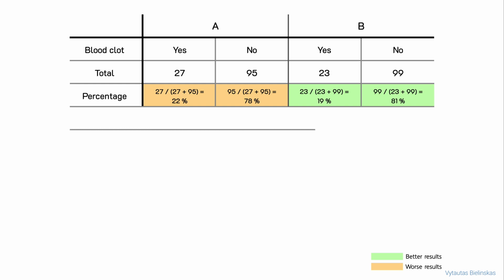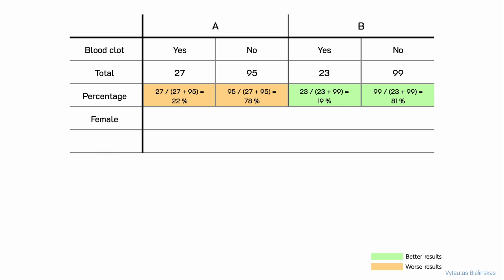You find more fine-grained data that takes the patient gender into account. First, check the impact caused by drug A. So, 24 females got a blood clot and 56 did not get one who used drug A. And 3 males got a blood clot and 39 didn't get one who used drug A.